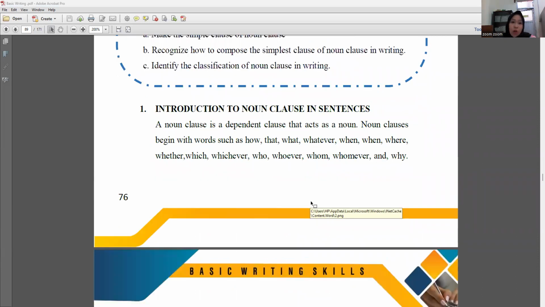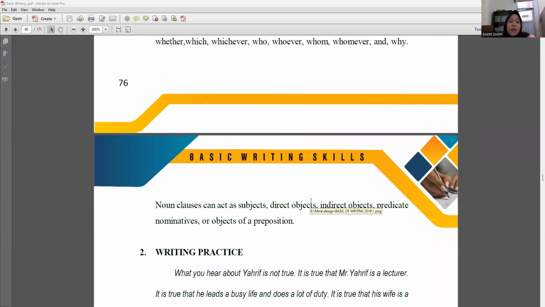So what is a noun clause? Noun clause is a dependent clause that acts as a noun. And it begins with words such as how, that, what, whatever, when, where, whether, which, whichever, who, whoever, whomever, and why. And noun clauses can also act as subjects, direct objects, indirect objects, predicate nominatives, or objects of prepositions.